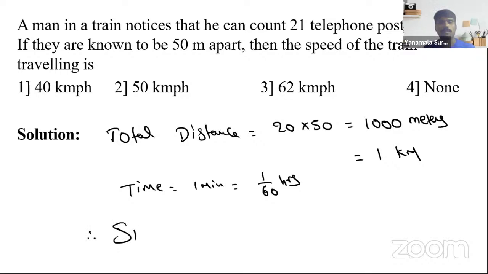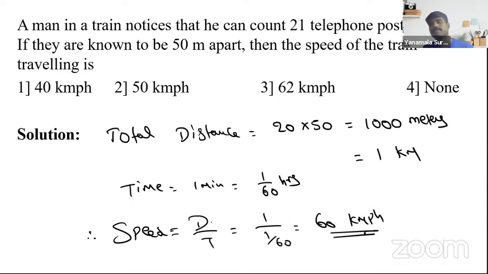Therefore, speed equals distance divided by time, that is nothing but 1 divided by 1 by 60, which is equal to 60 kilometers per hour. Very simple. 60 kilometers per hour. Here, luckily, none of these is the correct answer. Next one.